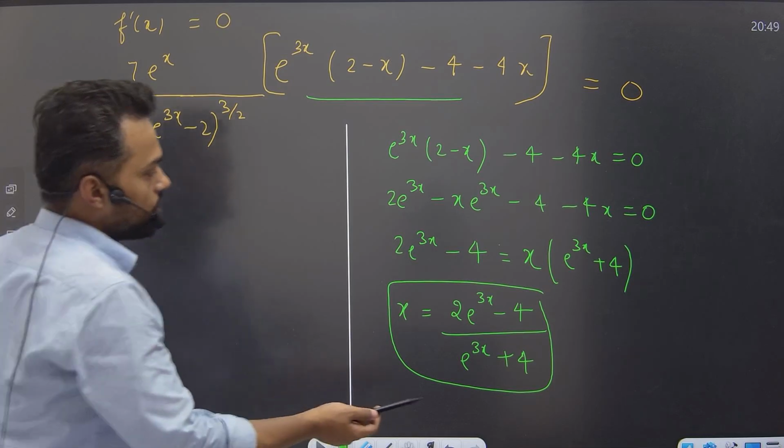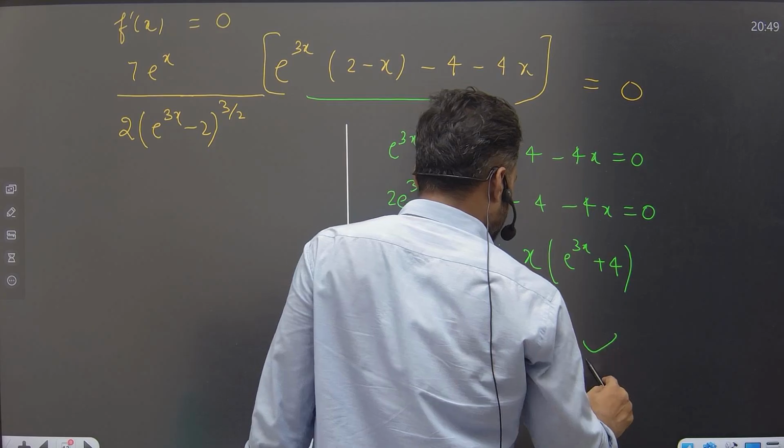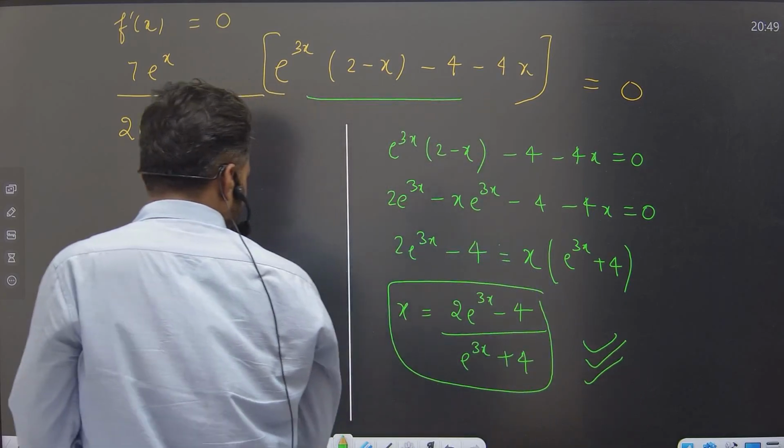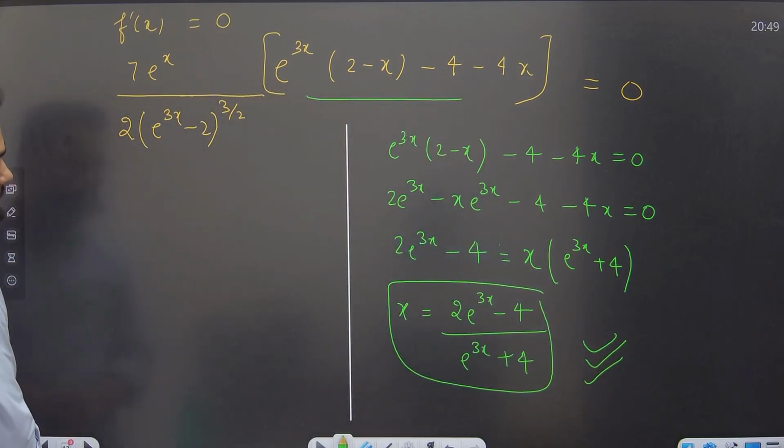So one of the functions, after keeping x equals to 0, we have got this value, that is x equals to 2e^(3x) minus 4 over e^(3x) plus 4.